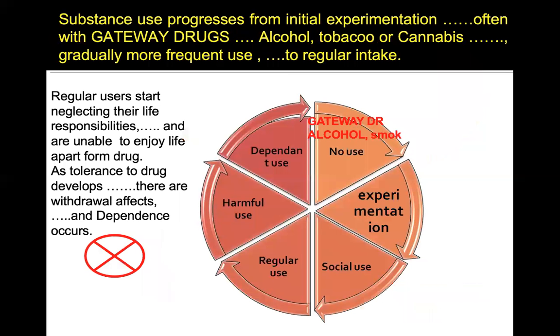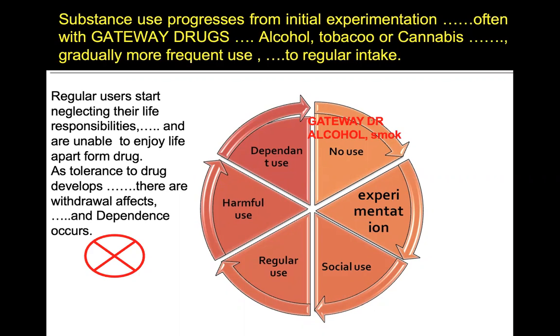Substance use progresses from initial experimentation, often with gateway drugs: alcohol, tobacco, cannabis, gradually becoming more frequent. The level keeps increasing. They need more doses, they are not satisfied. Suppose someone is on alcohol, tobacco or cannabis; these are gateway drugs. These are the drugs which can enhance the dose, because if first he was taking 10 milligrams, next time he needs more. That's why it is known as gateway drugs.